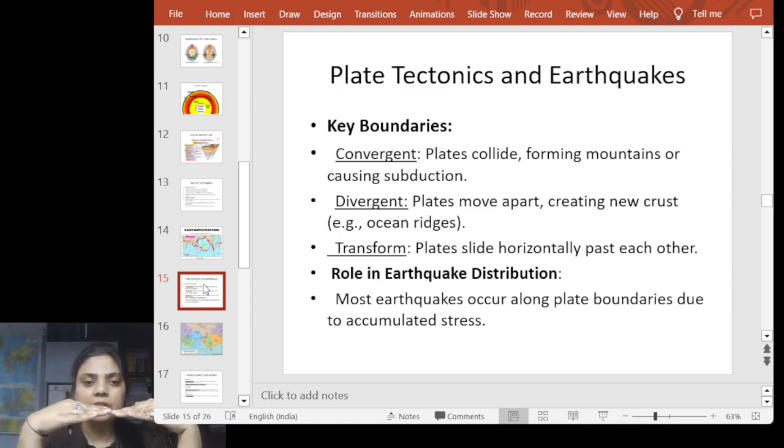Suppose the two plates are diverging, moving away from each other, that can also create a new oceanic crust. The new crust is created because of the divergence of the plates, like an oceanic ridge. The third is transform, where the two plates cross each other horizontally and they do not collide, they do not diverge, they just cross each other.